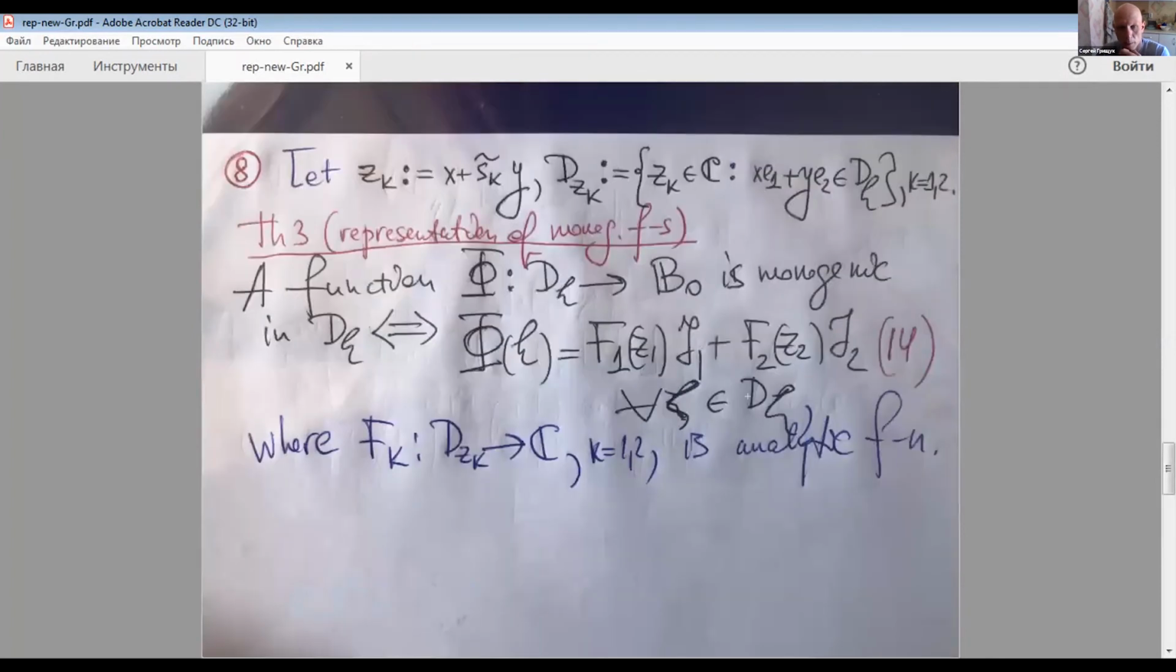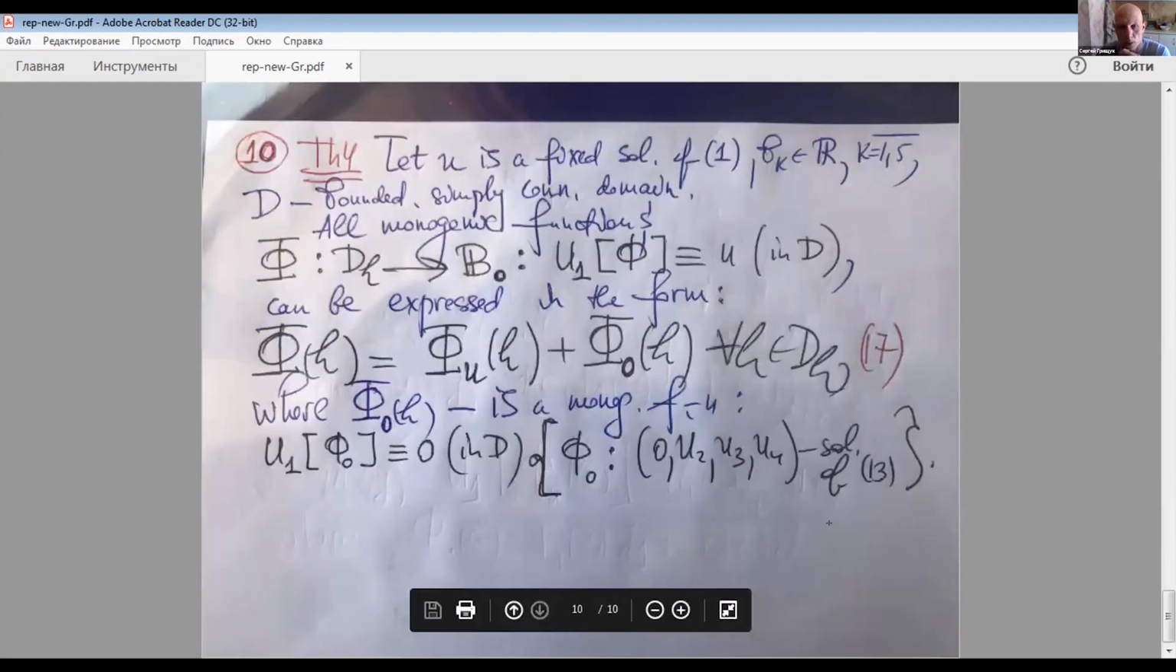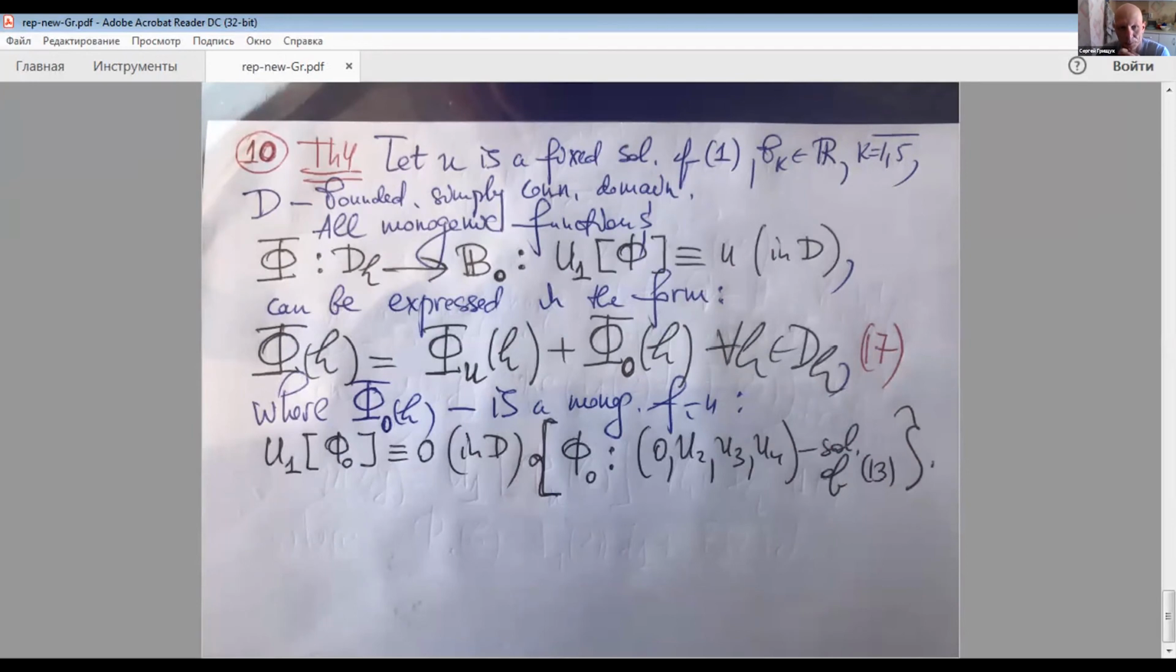Having the previous theorem, we can see that this representation can be rewritten in the form 16. Here, f with u is a monogenic function having such form. Here, f1, f2 coincide. And using this fact, we can prove theorem 4. This is a natural analog of the representation of harmonic functions by use of the real component of analytic functions of a complex variable.